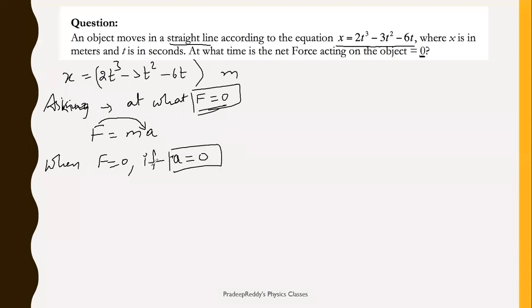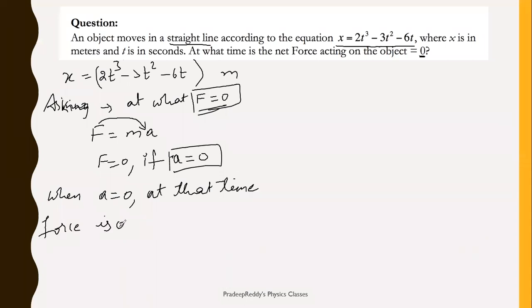F is equal to 0 if acceleration is equal to 0, right? Therefore, you need to find out when acceleration is becoming 0. If you are able to find out acceleration is equal to 0 at that particular time, force will be equal to 0. That means literally when a is equal to 0, at that time force is also equal to 0 at that particular time.